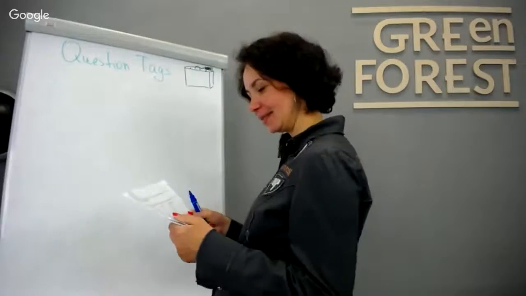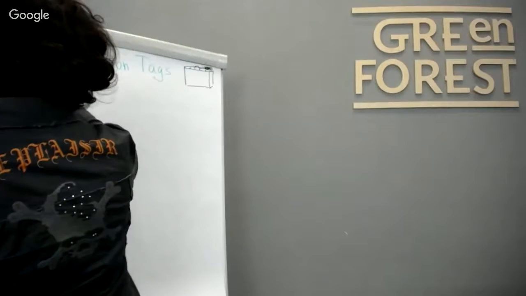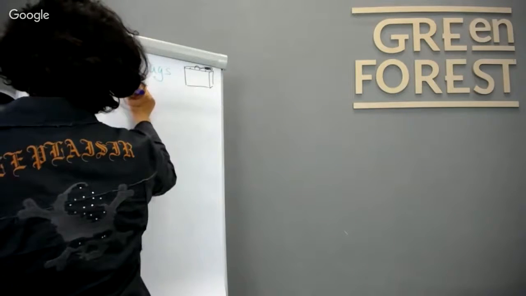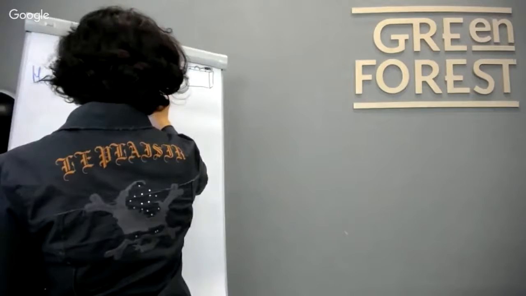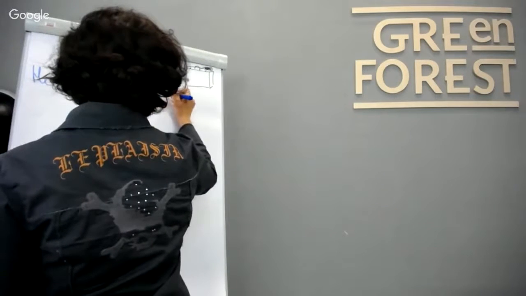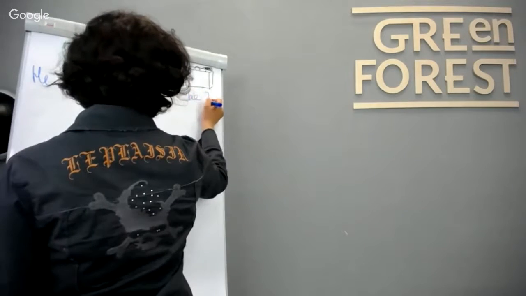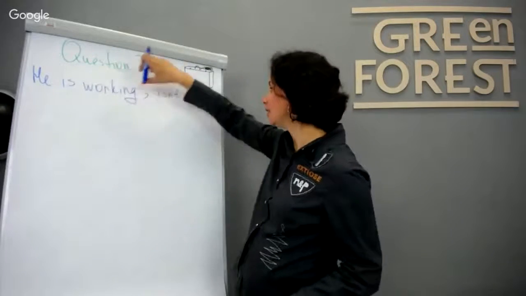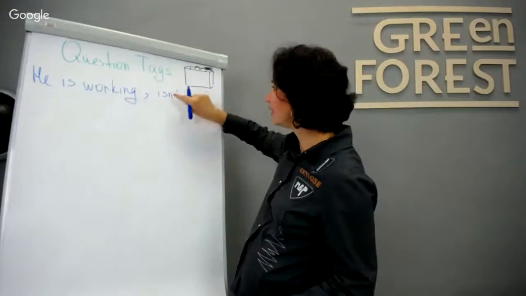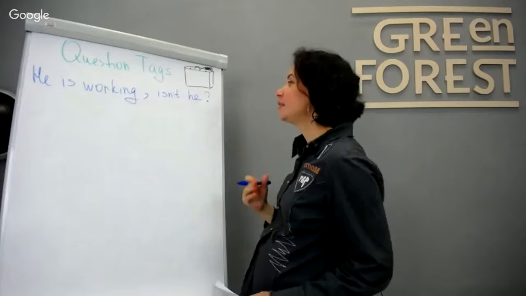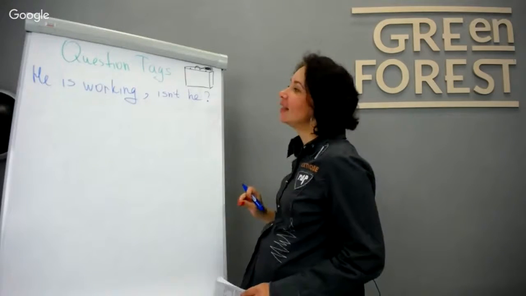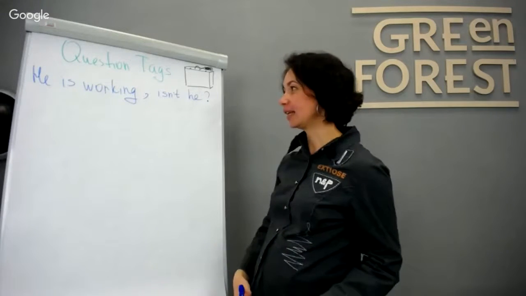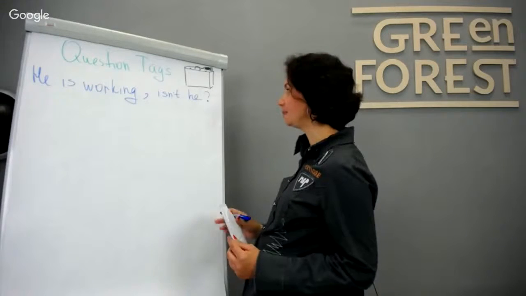Let's look at the sentence. He is working. Let's say he's working, and then we put a comma. Isn't he? And this is how we create question tags. He's working, this is our suitcase, and the tag is isn't he. So how do we make this tag? Usually this question demands an answer like yes or no. Well, I think it's clear.